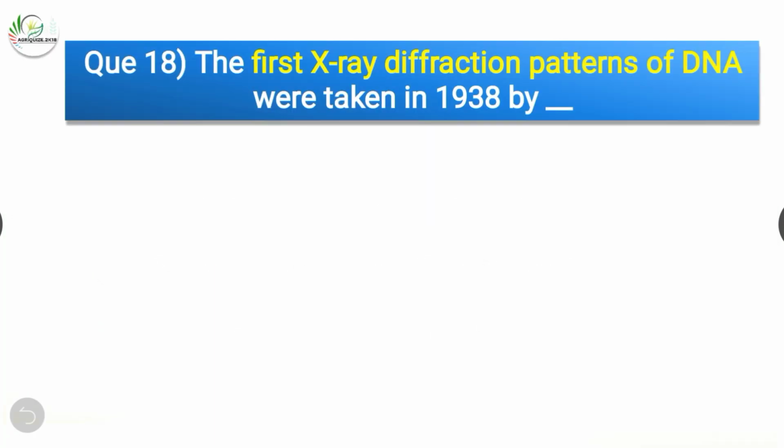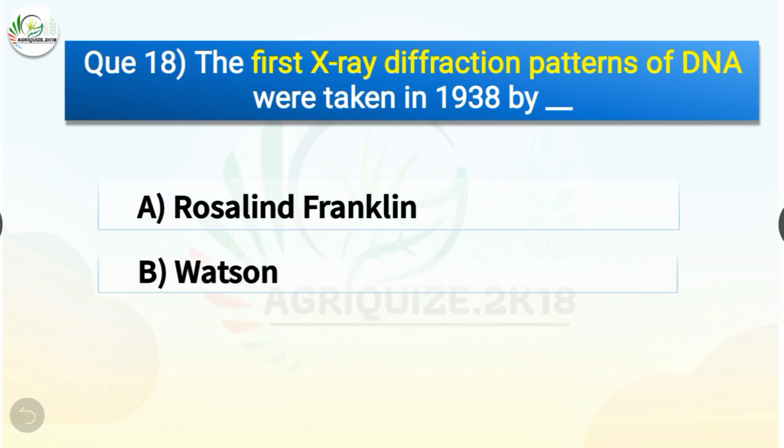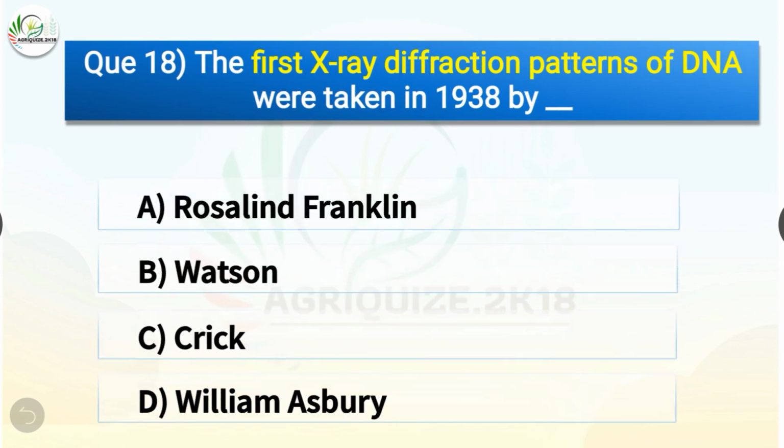Question number 18. The first X-ray diffraction patterns of DNA were taken in 1938 by dash. The options are Rosalind Franklin, Watson, Crick or William Asbury. The correct answer is option D, William Asbury. So the first X-ray diffraction patterns of DNA were taken in 1938 by William Asbury.